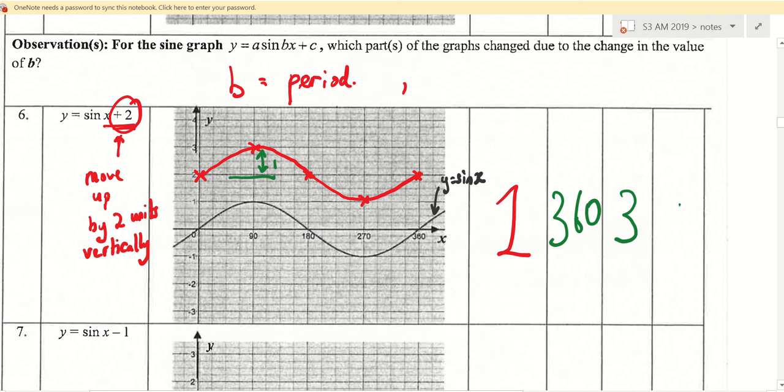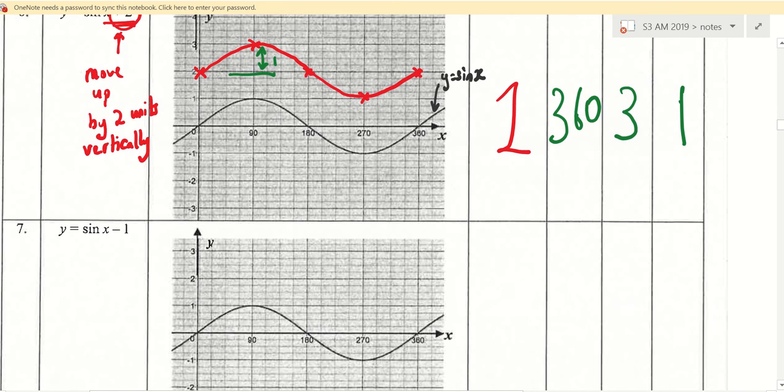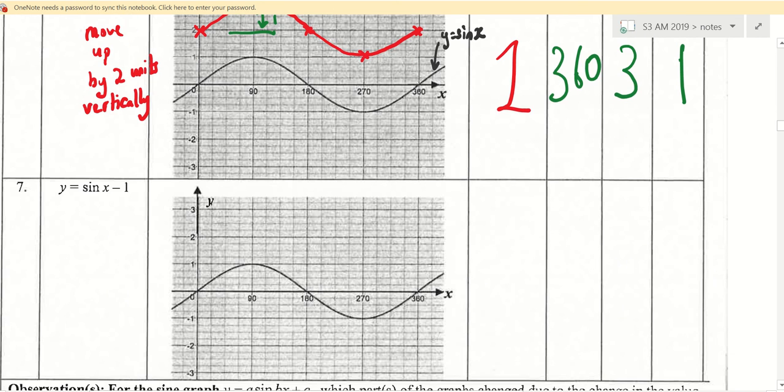Lowest point? Look at the red graph again here. Red graph. What's the highest point? 3, right? What's the lowest point? 1. The lowest point is 1. Red one. We are never looking at the black one. The black one was y equals sine x. It was the original. We are not interested in that. Okay, so far so good.